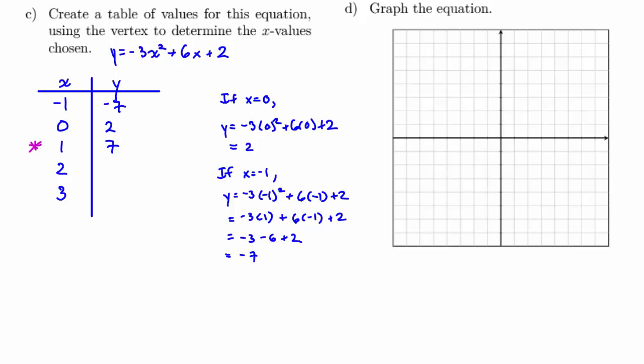Now, I mentioned a moment ago that we can use symmetry to determine further values. So because the vertex occurs at 1, 7, I know that this graph will have symmetry. So 1 unit to my left of x, I had a y value of 2, and so 1 unit to the right, I'll have the same y value. So I know that I'll have 2, 2 on that graph. And similarly, when x is 3, that y value is going to be the same as when x is negative 1, so that y value will be negative 7.